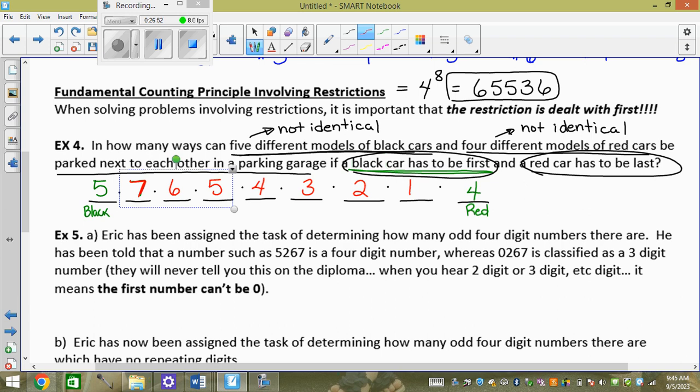But the green ones, 5 and 4, multiply. 5 times 4 gives you what? Results in 20. Okay, you could literally do this in your calculator. You could go 5 times 7 times 6 times 5 times 4 times 3 times 2 times 1 times 4 and get an answer. You absolutely could. I'm sure a few of you have. Totally fine. What I'm going to do, though, is split it up because I'm lazy. So 5 times 4 is 20. So I'm going to go 20 times.